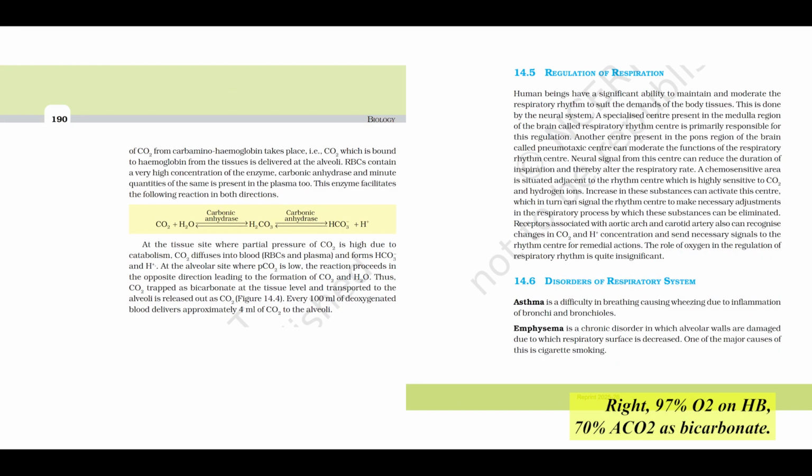Right, 97% O2 on Hb, 70% CO2 as bicarbonate. Those are big numbers to remember. It's incredible how precisely it all works. But how does our body actually know when to adjust breathing? Like breathe faster during exercise or slower during sleep? What controls this whole process, matching it to our body's needs?